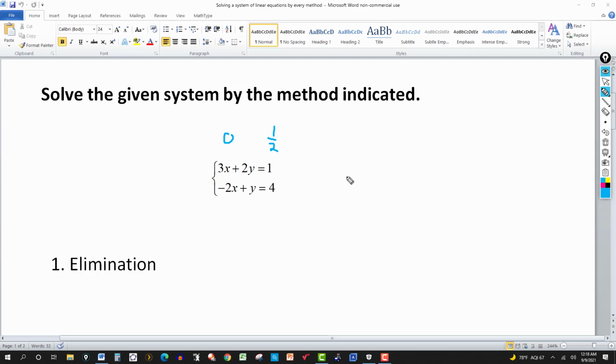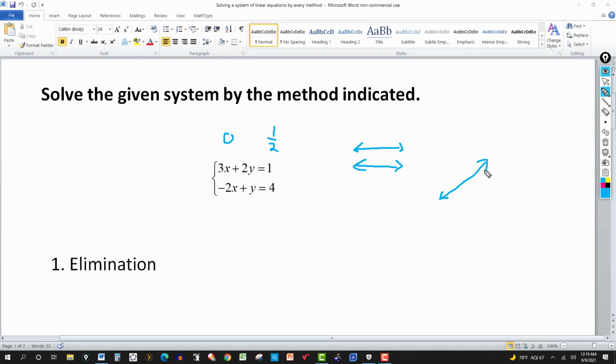So the first one represents a line. So the lines could be parallel. So they could go something like that. And again, these don't look parallel, but let's assume that they are. Parallel means they don't intersect. So that would be the scenario where you have no solution.